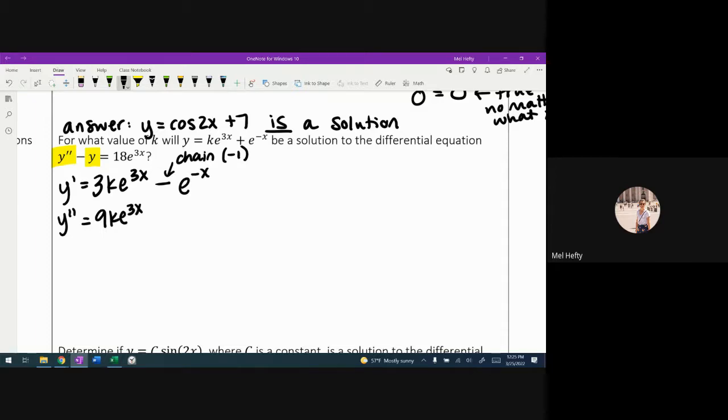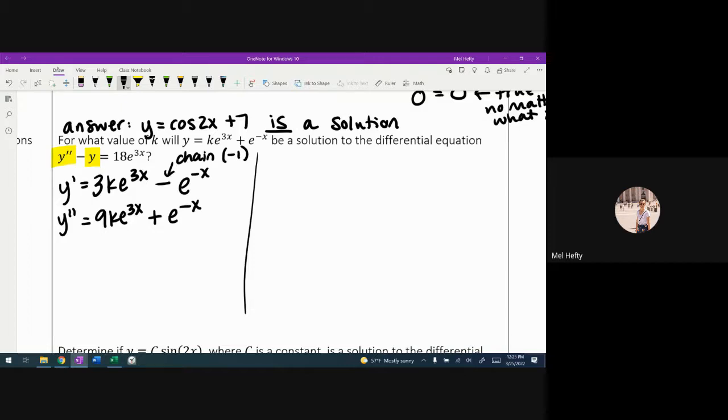Beautiful. 9 coming from 3 that was there times the 3 for the other chain rule. What's the back end of this going to look like? Why is it plus? We have a -1 from the first chain rule, a -1 for the second chain rule. All right, so now we're going to plug in to this differential equation over here. I'm going to do it on this side.